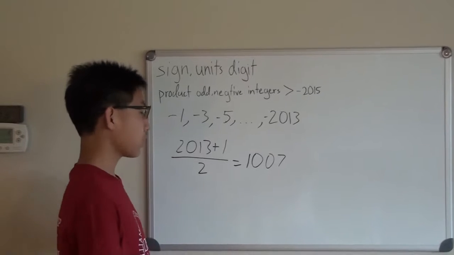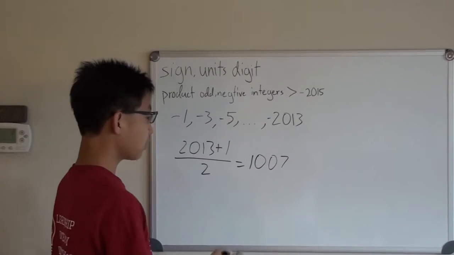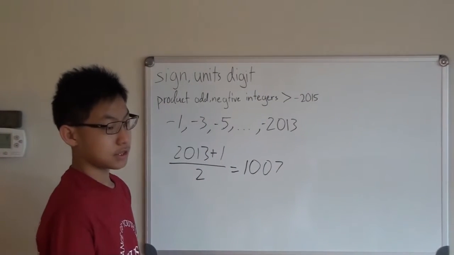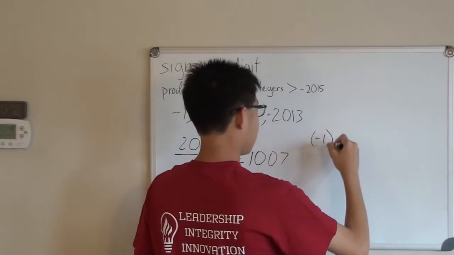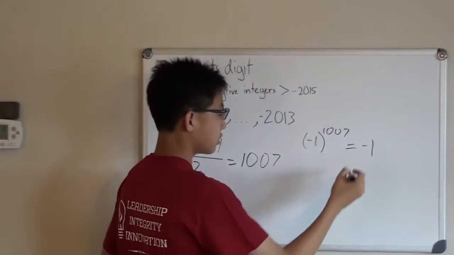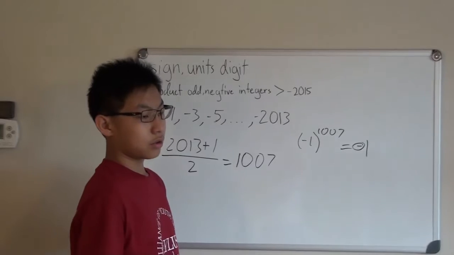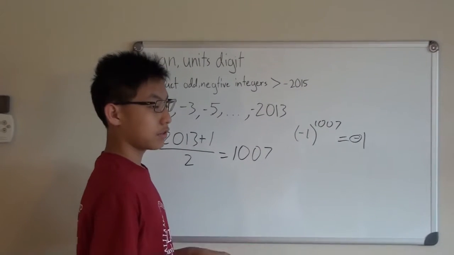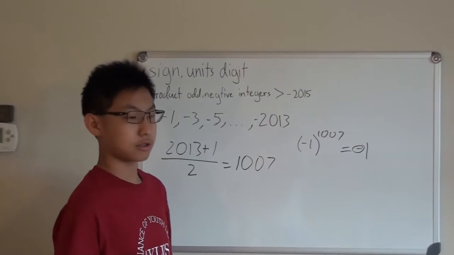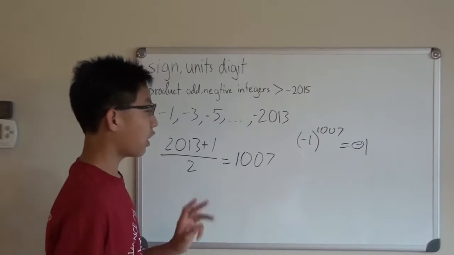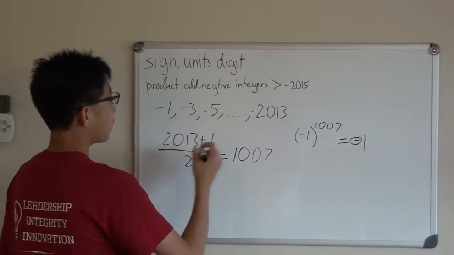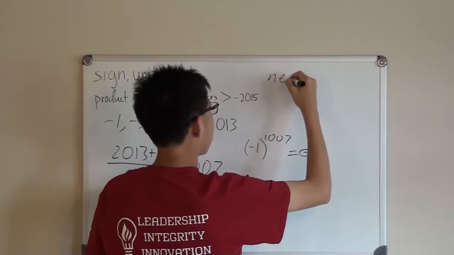So now that we know there are 1007 terms in the sequence, we know that this is an odd number, which means that the sign would be negative, since negative 1 to the power of 1007 is negative 1. Only even negative powers can cancel out. For example, negative 1 times negative 1 would cancel out to be positive. But if you had an odd number of negative terms, then it would still be negative. So we know that our sign is negative now.